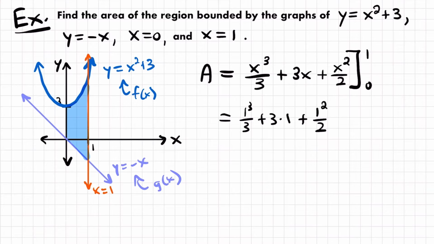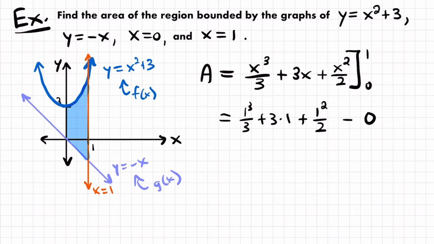Now, we want to subtract plugging 0 into this expression, but note that plugging 0 in for x is just going to result in 0 everywhere, right? 0 cubed divided by 3 is 0, 3 times 0 is 0, 0 squared divided by 2 is 0. So really we're just going to be subtracting 0, and so that's not going to affect the rest of this calculation.